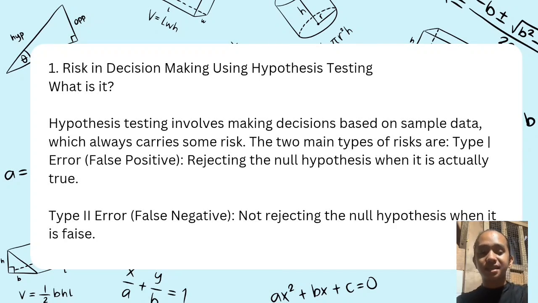Well, hypothesis testing helps us decide based on sample data, but samples aren't perfect snapshots of the whole population. So this means our decisions can sometimes be wrong. And also, we face two main risks. First is the type 1 error, where we mistakenly reject a true idea, also known as a false positive, and a type 2 error, where we fail to reject a false idea, also known as a false negative.